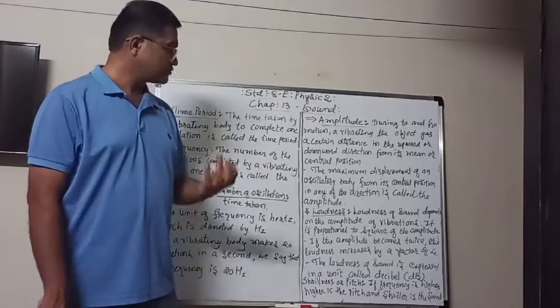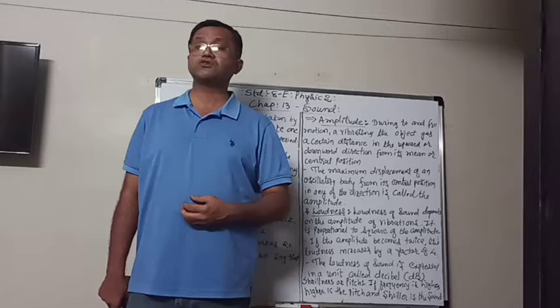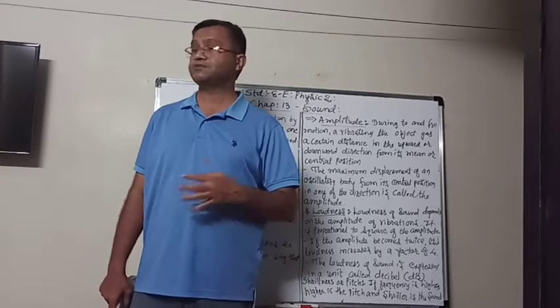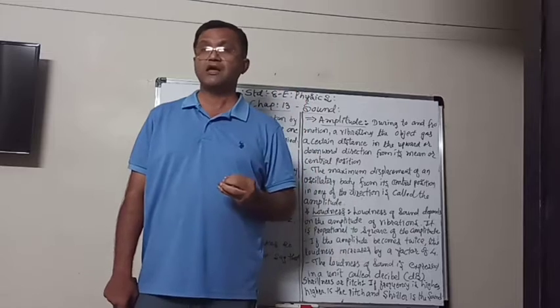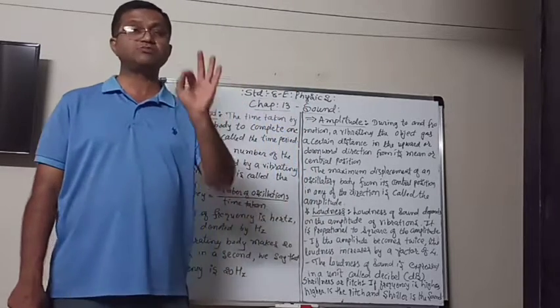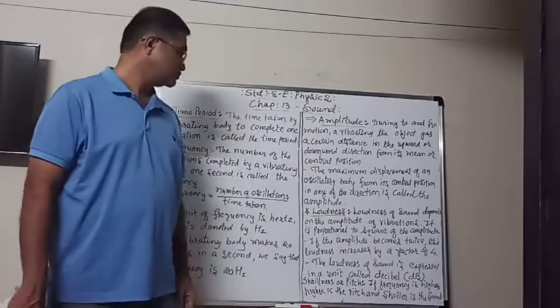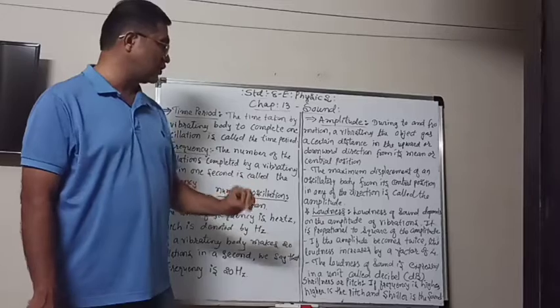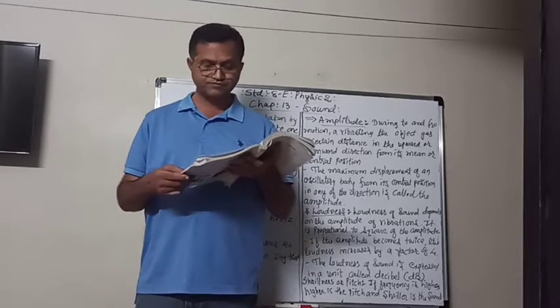This loudness of sound is expressed in a unit called decibel. The loudness of the sound has a unit which is known as decibel, and it is denoted by a small d and capital B as shown here. So the loudness of the sound is expressed in a unit called decibel.